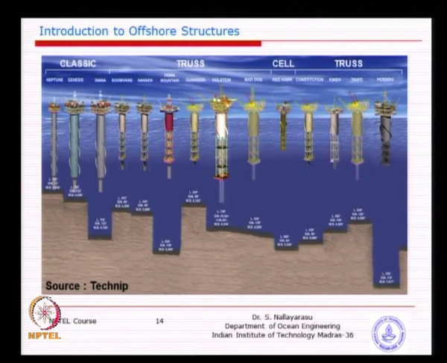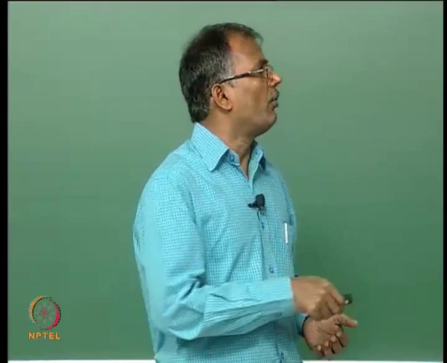So, how do we do this? We have a top weight and we have a buoyancy chamber which gives us sufficient buoyancy, and also we have a weight at the bottom which we call ballast, so that the center of gravity is below and the center of buoyancy is above. So, the idea is very simple, so that it floats upright.